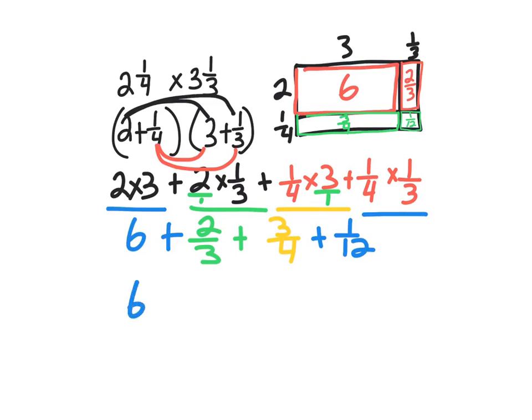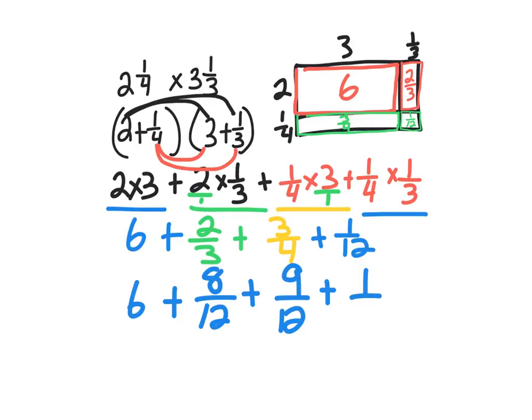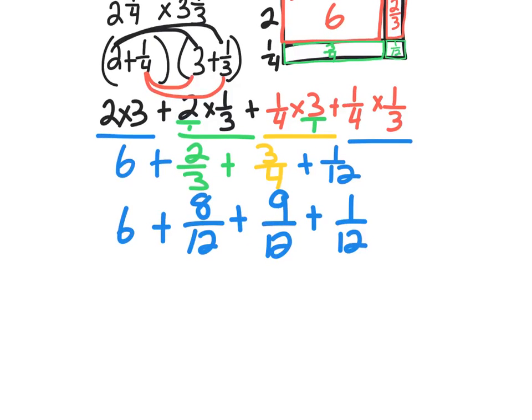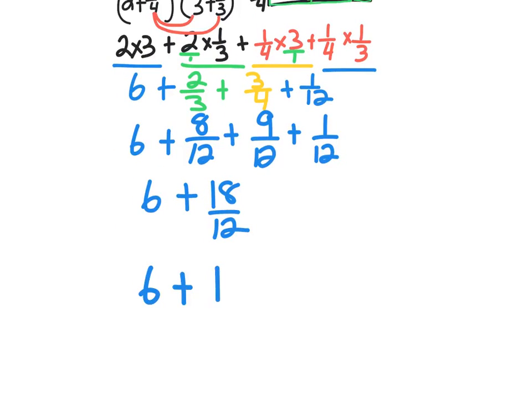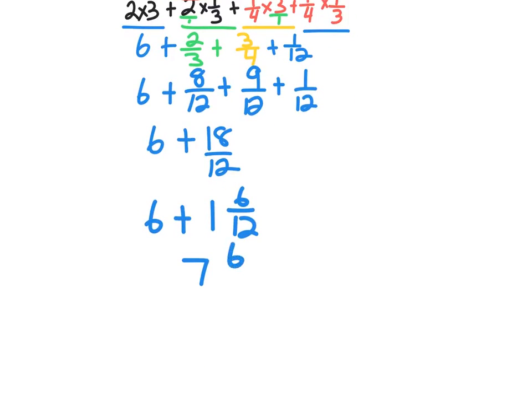We have 6. Now, if I add 2/3, 3/4, and 1/12, I need a common denominator, so I'm going to make it 12. 3 times 4 gives me 12, so 2 times 4 is 8. 4 times 3 gives me 12, so 3 times 3 is 9. And then I have 1/12. So I have 18/12. 6 plus 18/12, which is 6 plus 1 and 6/12, which now is 7 and 6/12, which is 7.5.